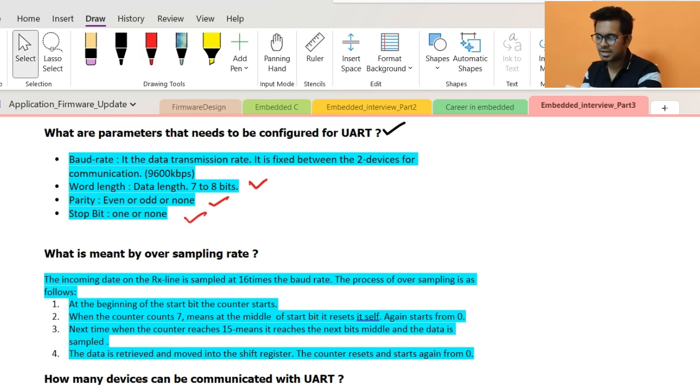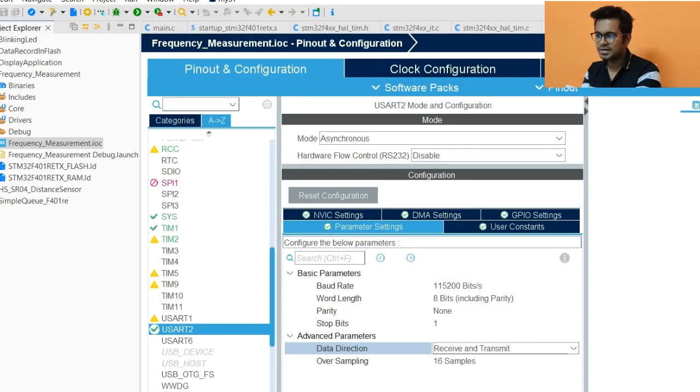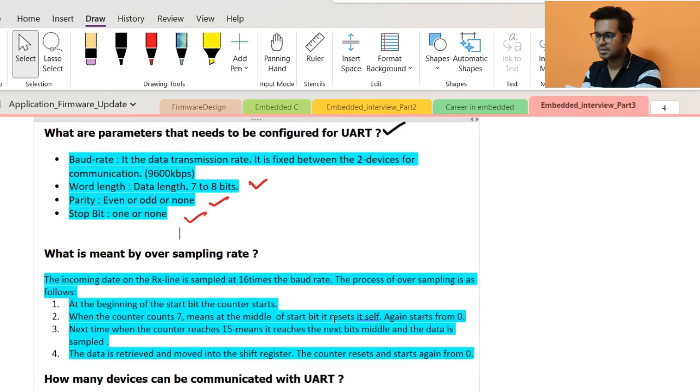The same thing I have mentioned: what is required to configure the device is baud rate, word length, parity, and stop bit. Okay, these are the basic parameters that you need to configure to start a UART communication.